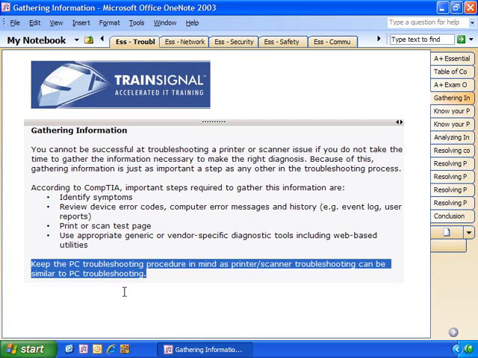Is it hardware or software? If you can do an internal diagnostics printing test page and the print quality looks fine, then at least you know that the printer itself, the hardware, seems to work fine. Then you can focus on the software, the communication between the printer and the computer, and so forth. But keep that PC troubleshooting procedure in mind.